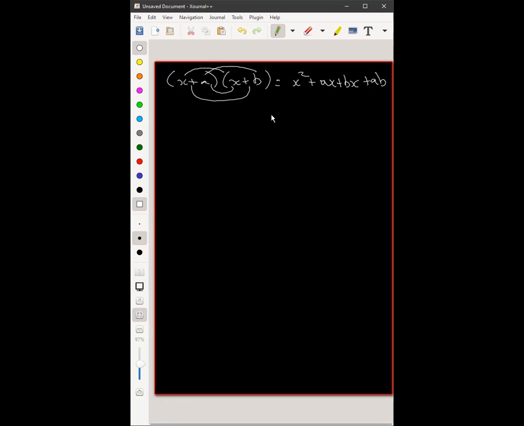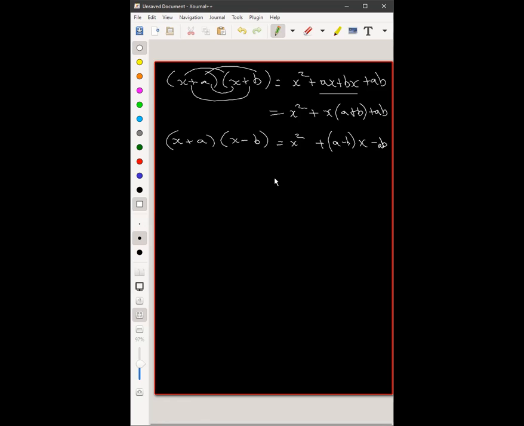Now, if you look, x is common, so we can take it outside: x squared plus (a + b) into x plus ab. All of you are clear on this? Now, what if we have a plus and a minus here? Let's make this a minus. So we have (x + a) into (x - b). What we will end up with is x squared plus x into (a - b), minus ab.